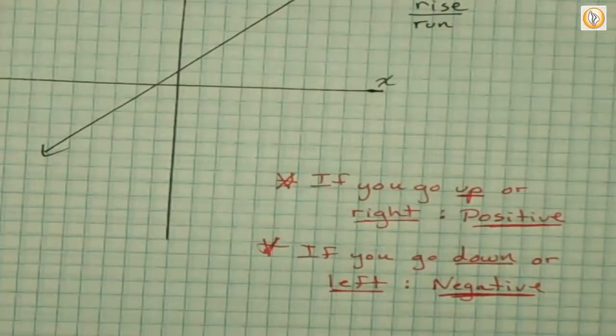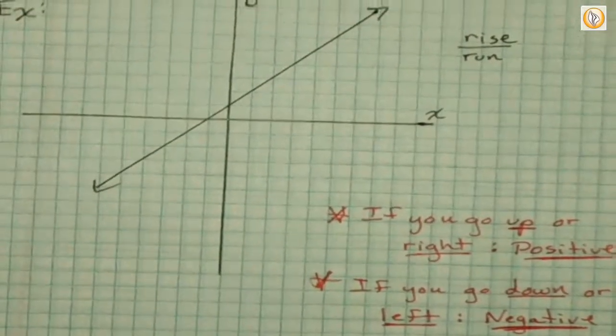If you go up, it's positive. If you go right, it's positive. If you go down at all, it's going to be a negative number. If you go left, you're going to have a negative number. Does everyone have this? Okay, so let's go back over here.